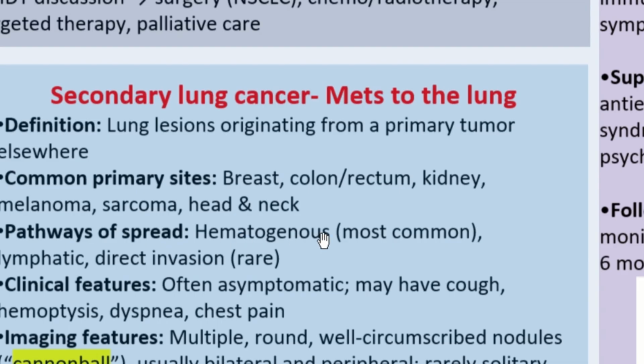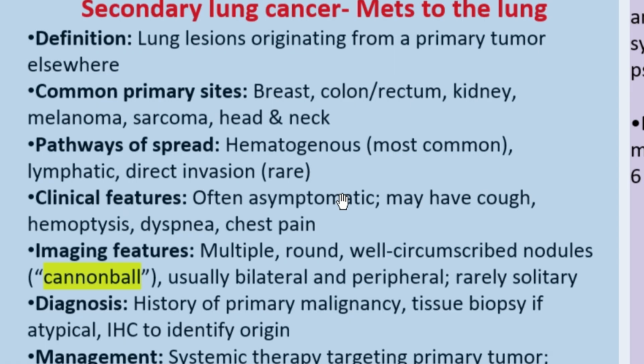And the pathway of spread is mostly hematogenous, lymphatic, or direct invasion. And clinical features are often asymptomatic, may have cough, hemoptysis, dyspnea, or chest pain. And the imaging feature is that most of the time when we have multiple round, well-circumscribed nodules, which we call the cannonballs, they are going to be because of these mets to the lungs.